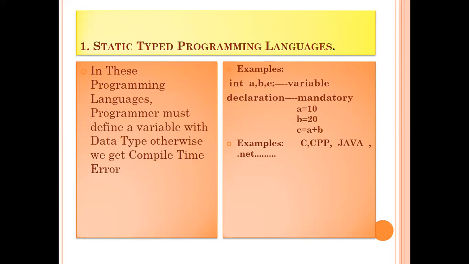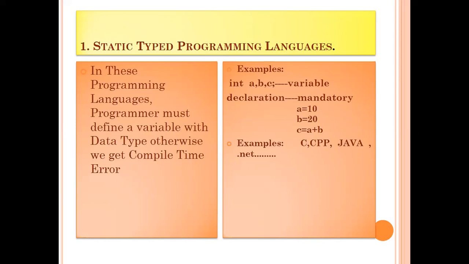Like here, the programmer must define a variable. Let me show you. A is equal to 10. A is a variable; we are defining a variable. And B is equal to 20. C is equal to A plus B. So declaration is mandatory here. If we talk about int, this is an integer type, right? A is equal to 10, B is equal to 20, C is equal to A plus B. So when we talk about static typing, defining a variable is compulsory, otherwise we'll get a compile time error.